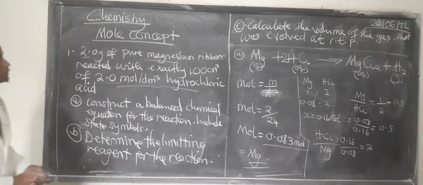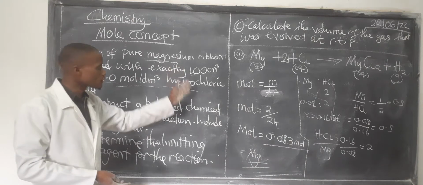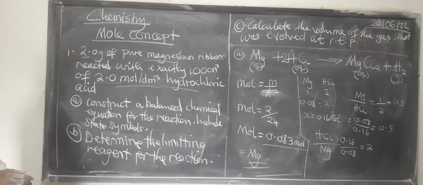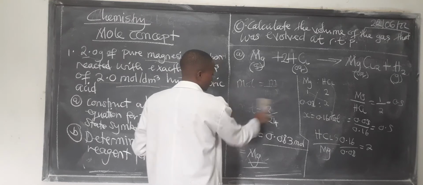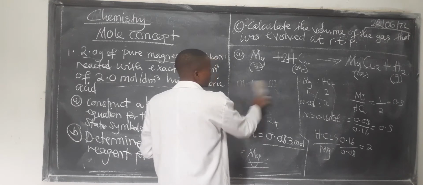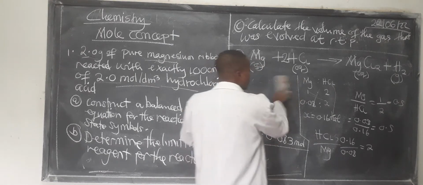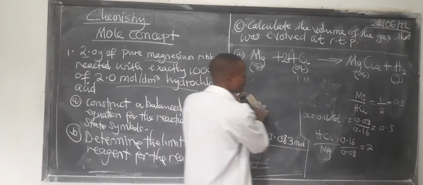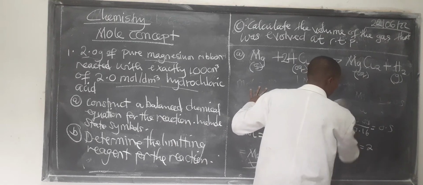Okay, the last question. Calculate the volume of the gas that was produced. Now, since we have already done most of the steps, calculating the volume is easy. You get that, right? Calculating the volume is easy. We use the formula. So for us to find the volume, don't forget the number of moles for magnesium and hydrochloric acid, because we need to use that in calculating the volume for the gas produced.